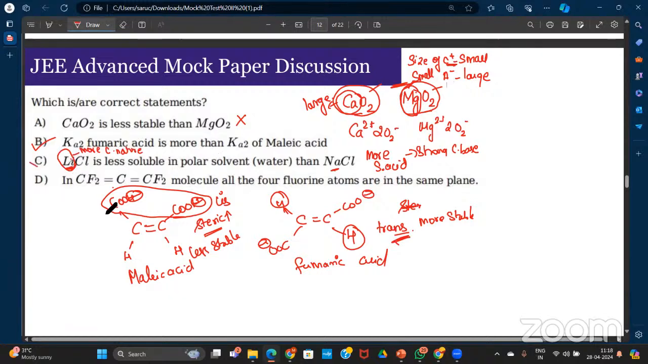It is true. In CF2 double bond C double bond CF2, do all the fluorine atoms lie in the same plane? This is like allenes. In allenes, you have orbitals for the overlapping. If one overlaps like this, the second overlapping will be perpendicular. So one is parallel, the other one is perpendicular, so they are not lying on the same plane. In CF2 double bond C double bond CF2, they won't lie in the same plane. So this is also wrong. So option B and C are the correct answers.